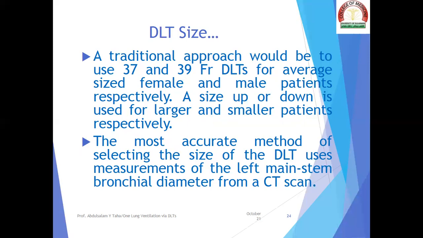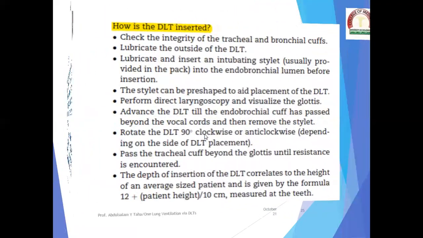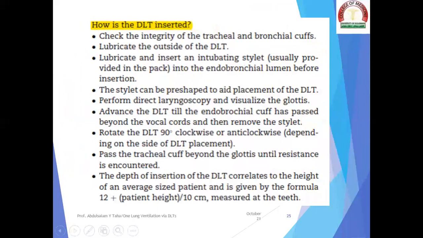The most accurate method of selecting the size of the double lumen tube depends on measurements of the left main stem bronchial diameter from a CT scan. The third question: how is the double lumen tube inserted?